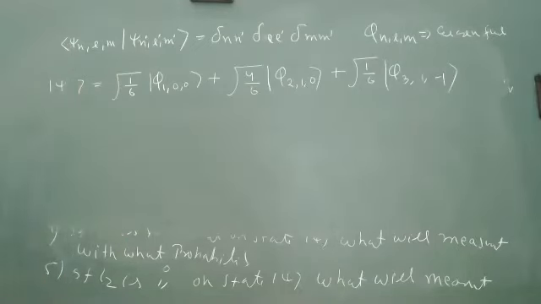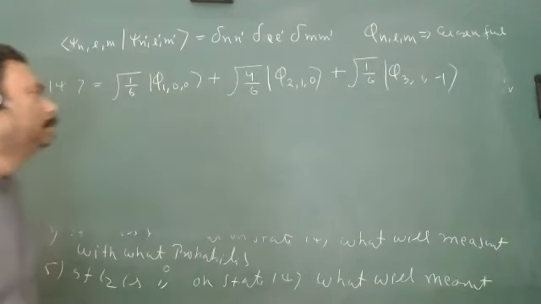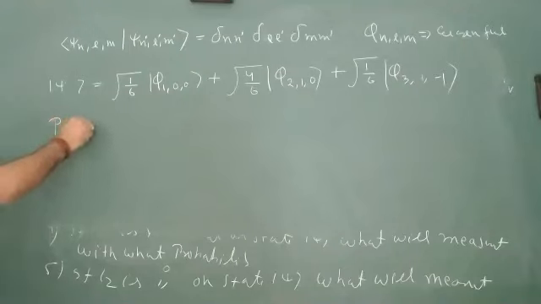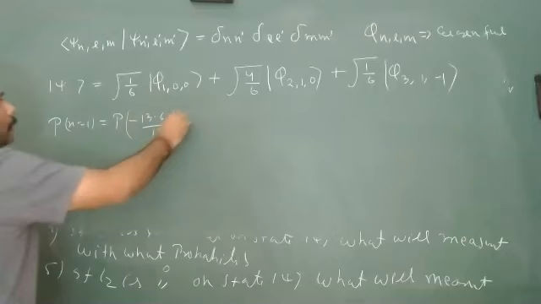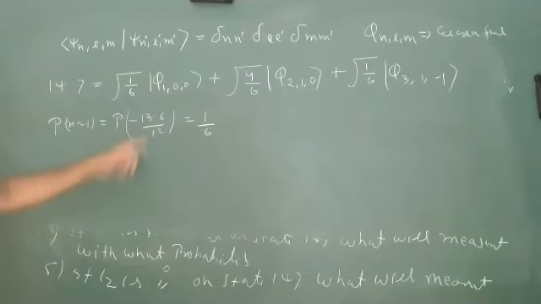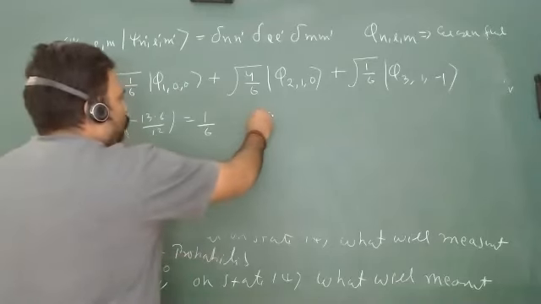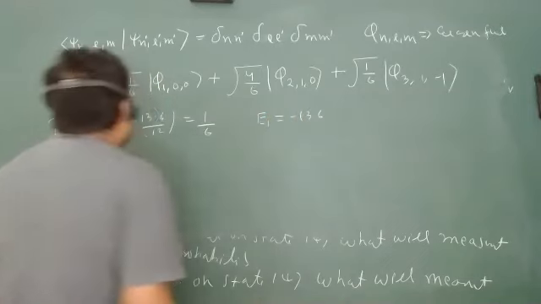The value of n is equal to 1, here n is equal to 2, n is equal to 3. So what will you get? The probability of n equal to 1 means the probability of getting energy minus 13.6 by 1 square, and that will be 1 upon 6, because this is normalized. And the measurement is minus 13.6. So energy E1 is equal to minus 13.6.